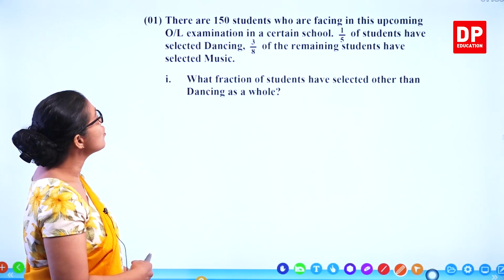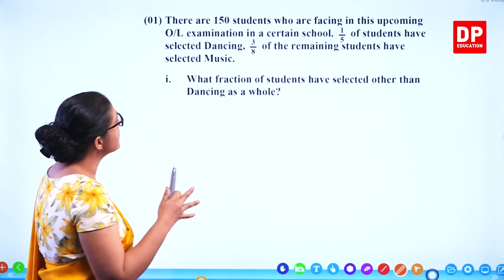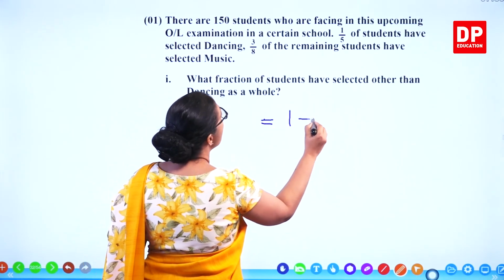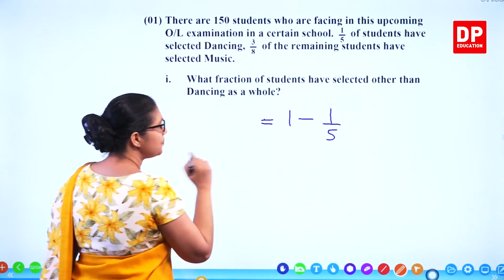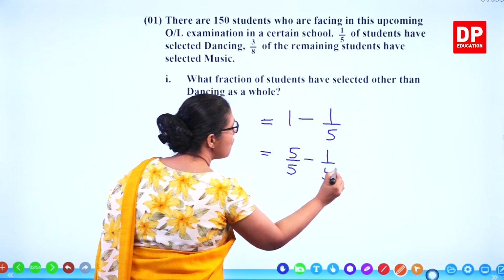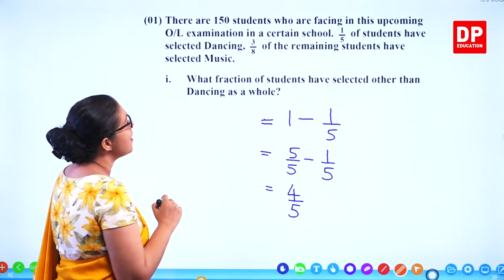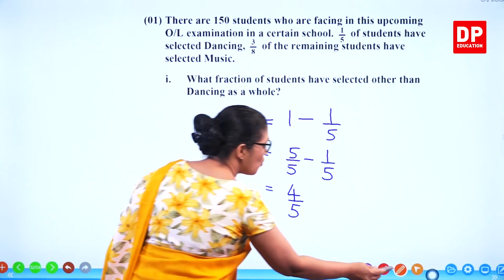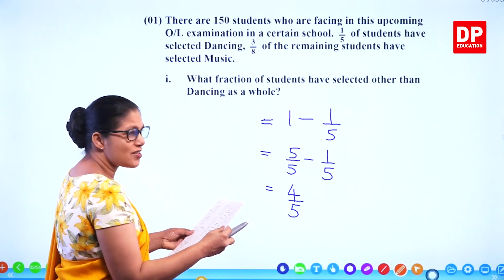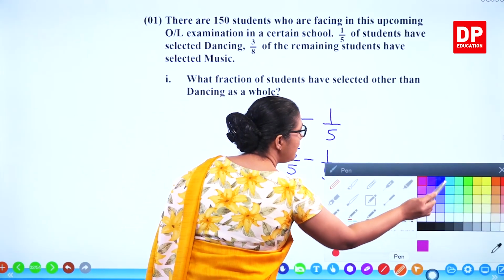So you can just subtract 1/5 from the whole. What about the remaining part? 1 minus 1 over 5. 1 you can write as 5 over 5 minus 1 over 5. So you get 4 over 5 as the answer. We'll see the marking scheme: just 1 mark for this answer. Let's take the next one.